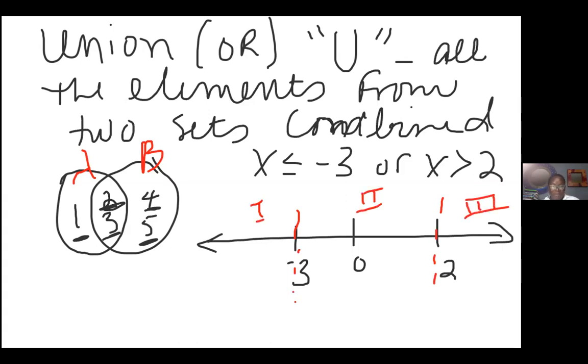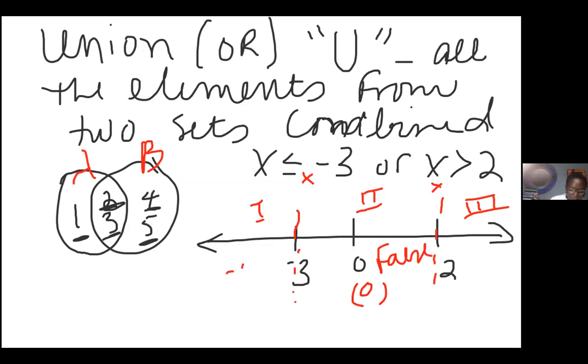And my favorite number to test with is 0. So I'm going to test with the 0. Is 0 less than -3? No. Is 0 greater than 2? No. So that's a no, that's a no. So this region in the middle, false. So then, let's move on to region 1.